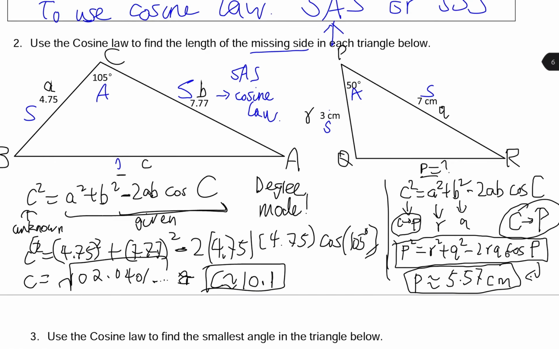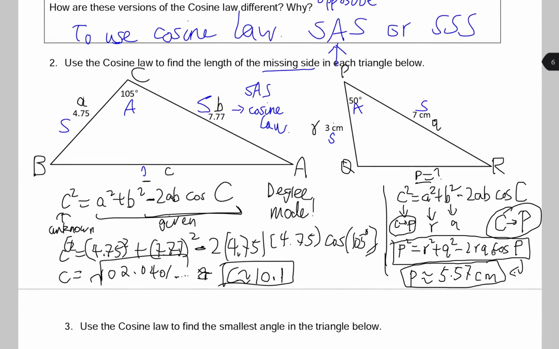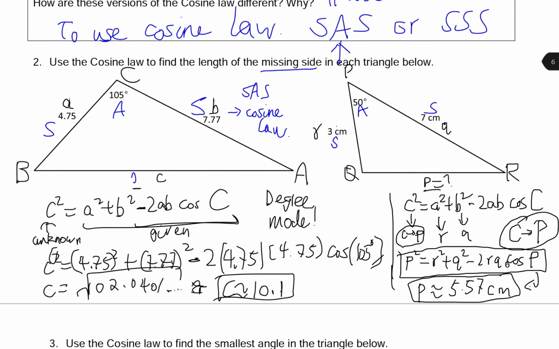The key step is to make sure your label is accurate, and that you indeed can use cosine law, which is given SAS. In our next video, we'll look at another application of cosine law. We looked at SAS. How can we use cosine law to solve SSS triangles? So, with that, have a good day.